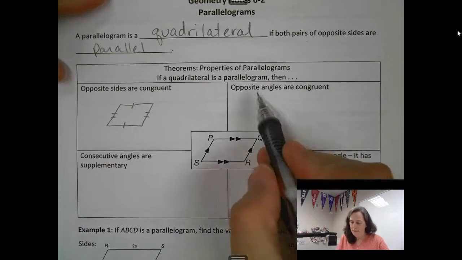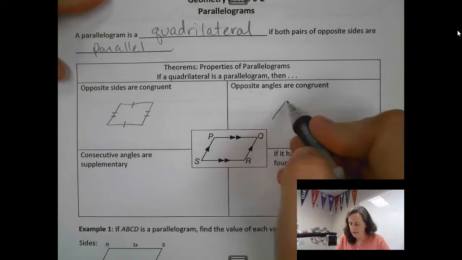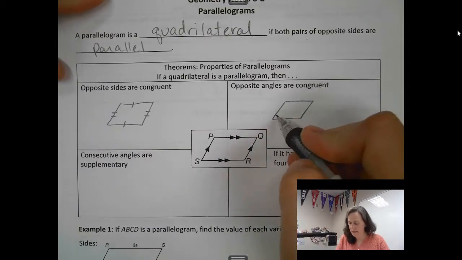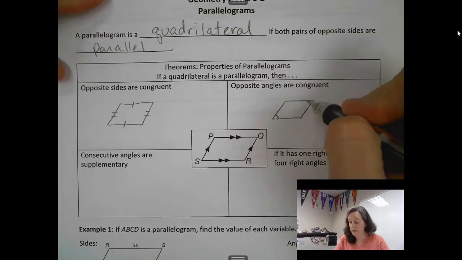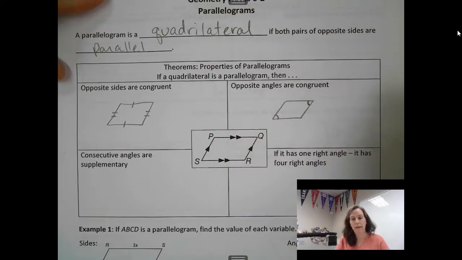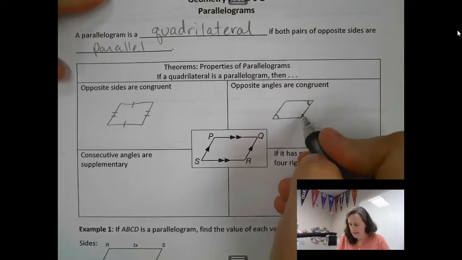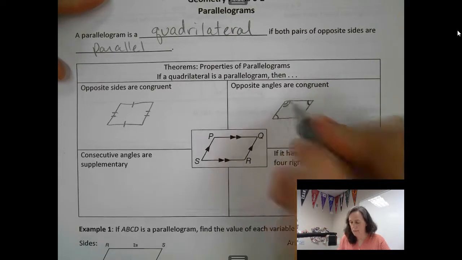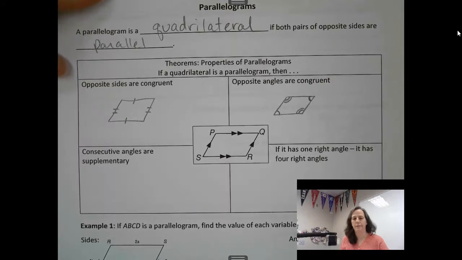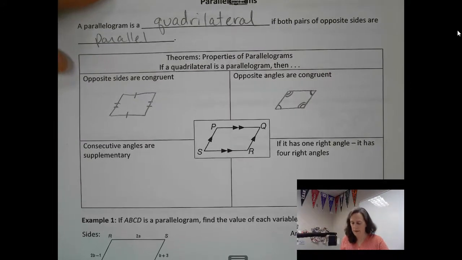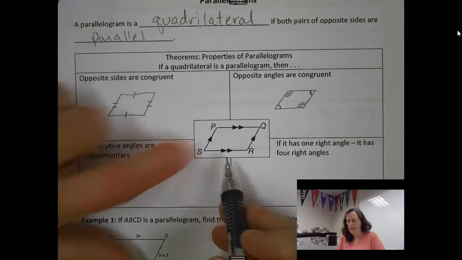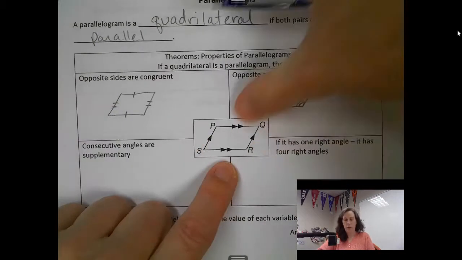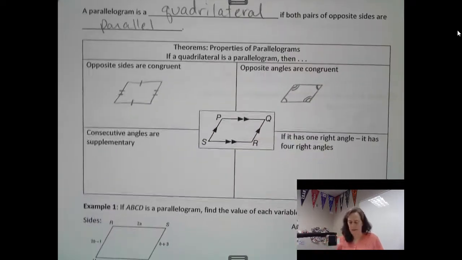Okay. Opposite angles are congruent. Let's draw another one here. So this angle would be congruent to this angle. They're opposite each other. And this angle would be congruent to this angle. Opposite angles are congruent. Okay. This picture in the middle shows the parallel. These ones with 1 arrow, those sides are parallel. And the ones with 2 arrows, those sides are parallel.